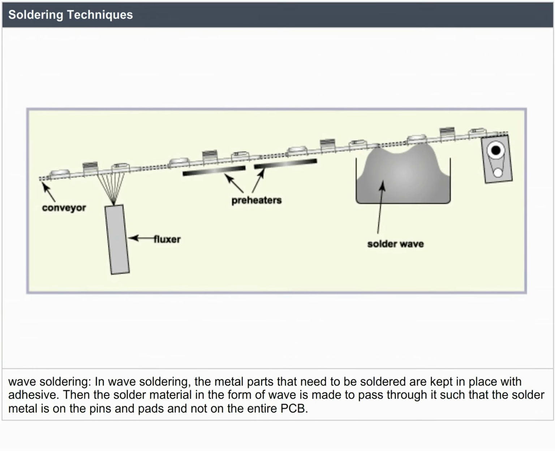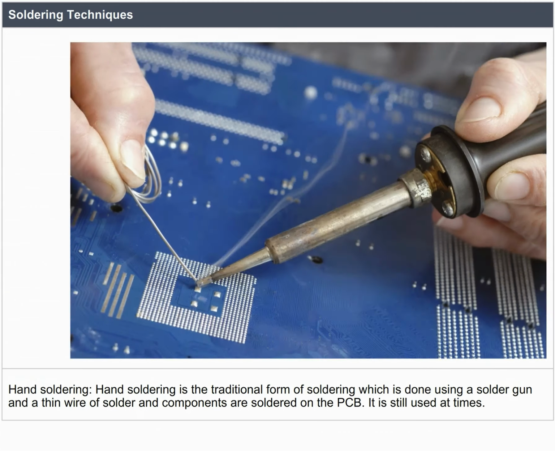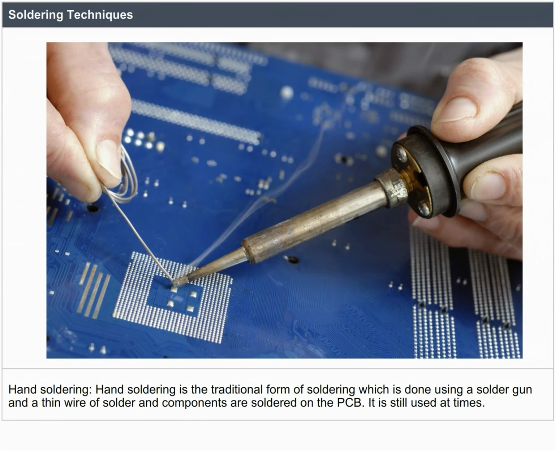In wave soldering, the metal parts that need to be soldered are kept in place with adhesive. Then the solder material in the form of a wave is made to pass through it such that the solder metal is on the pins and pads and not on the entire PCB. Hand soldering. Hand soldering is a traditional form of soldering which is done using a solder gun and a thin wire of solder, and components are soldered on the PCB. It is still used at times.